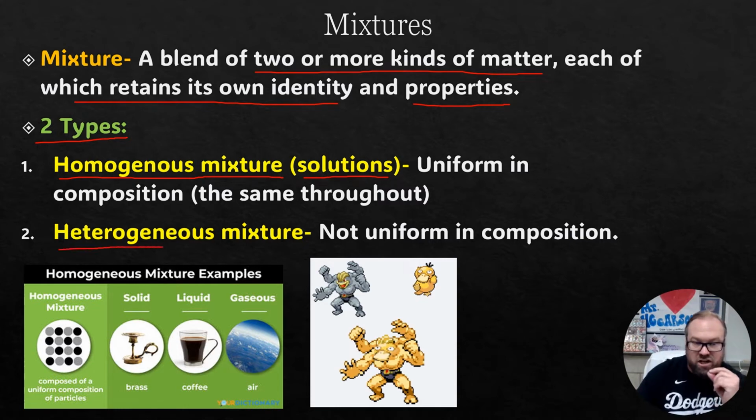Now, heterogeneous, with hetero meaning different, so a heterogeneous mixture is not uniform in composition. Has anybody ever tried to mix oil and water? Doesn't work well, does it? When you mix two things and they are not able to mix in uniform distribution, with non-uniform composition, that is a heterogeneous mixture.